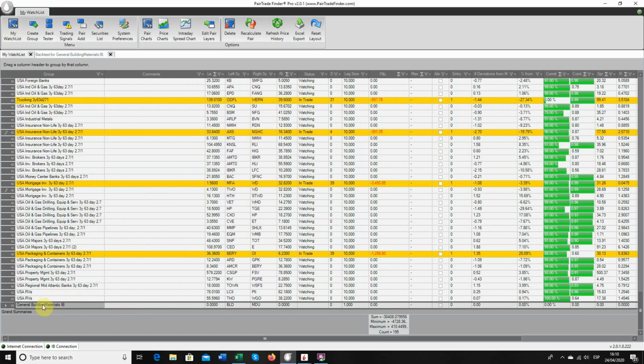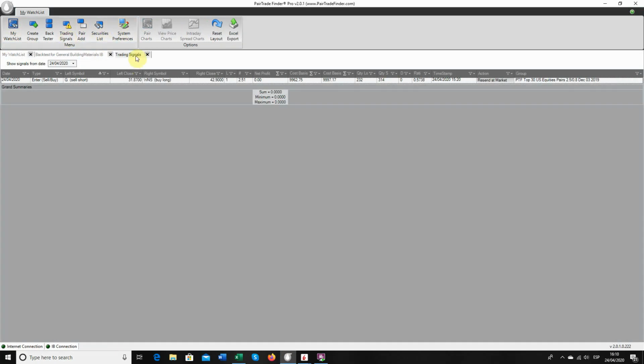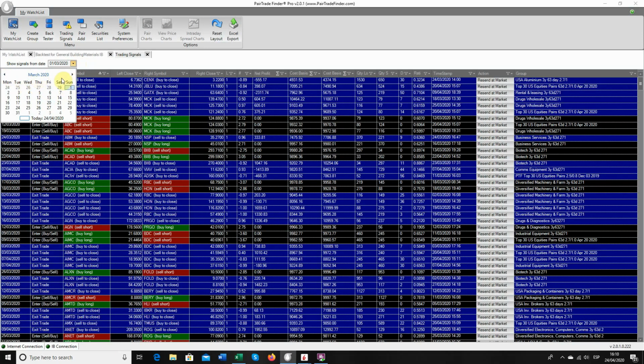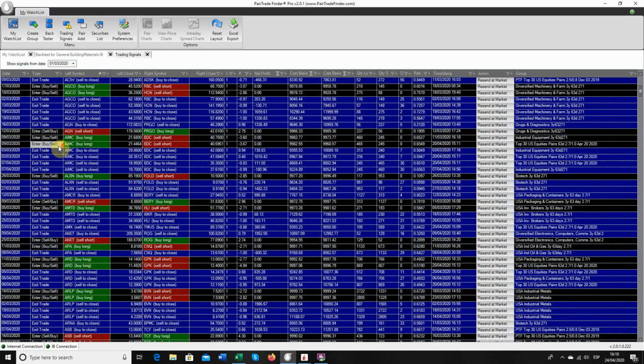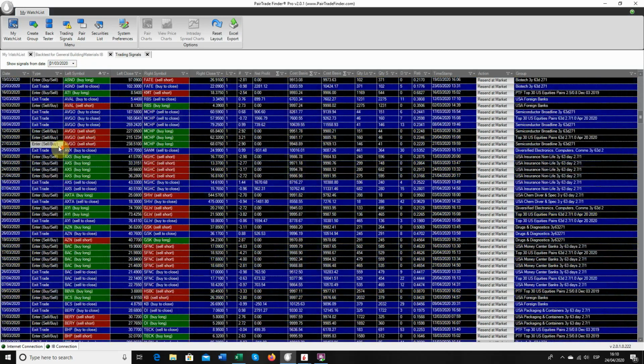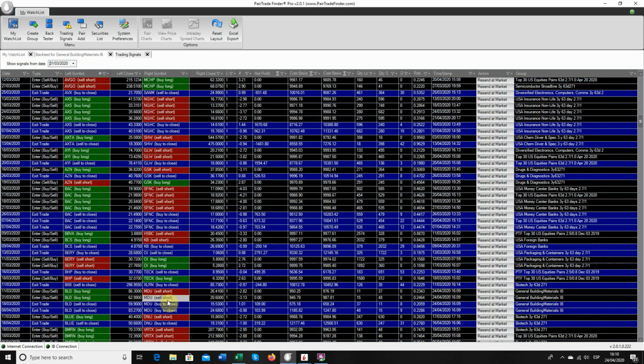So what do we need? We need a trading signal. Well, we don't have one. So for the purposes of demonstration, we're going to go into the trading signals tab. We're going to take this back to March 1st, and we're going to find an entry signal on that pair. Okay, so that was BLD MDU. So here we are, BLD MDU. There was one on March 31st.